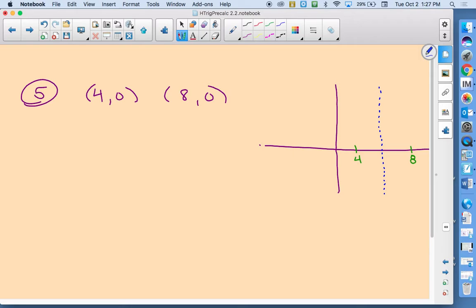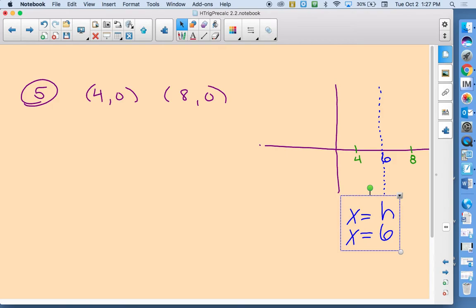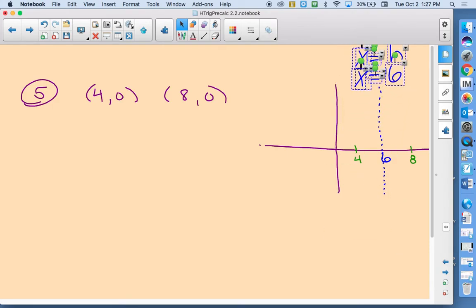And what number is in between there, Brandon? 6. So that 6 represents the axis of symmetry, which is 6, or you could say that's also your h value. So now we know h. I'm going to just move this up so I can write underneath.